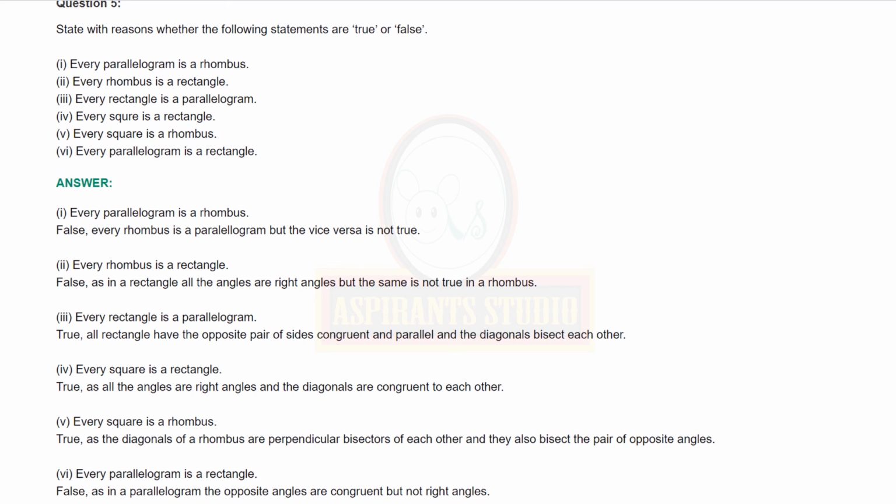Now, coming to the second one, every rhombus is a rectangle. The answer is false. In a rectangle, all the angles are right angles, but the same is not true in a rhombus. Now coming to the third one, every rectangle is a parallelogram. Answer is true. All rectangles have opposite pairs of sides congruent and parallel, and the diagonals bisect each other. These properties match with the parallelogram. So every rectangle is a parallelogram.